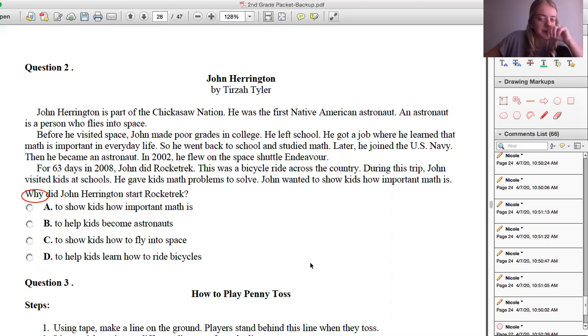During this trip, John visited kids at school. He gave math problems to solve. John wanted to show kids how important math is. So why did he start Rocket Trek? To show kids how important math is, to help kids become astronauts, to show kids how to fly into space, or to help kids learn to ride bicycles. If you look at the last sentence, John wanted to show kids how important math is, you know your answer should be A.